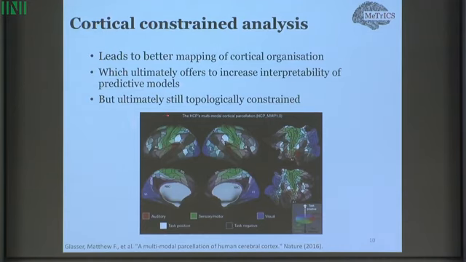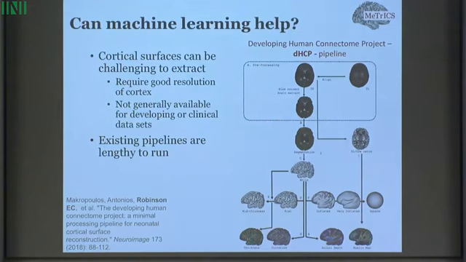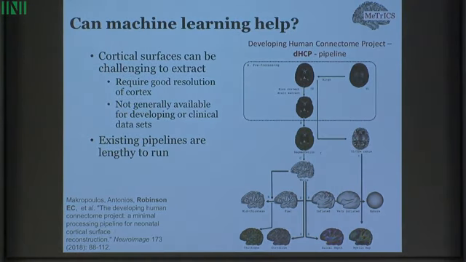By better representation of organization, which is closer to the underlying cytoarchitecture, it improves our interpretability of predictive models, but MSM ultimately is still a topologically constrained smooth registration algorithm, so this is still a limitation of the approach. So bearing this all in mind, cortical surface analysis can offer very significant benefits if you're interested in features of the cortex, but it is very challenging to get your data into a cortical surface representation.